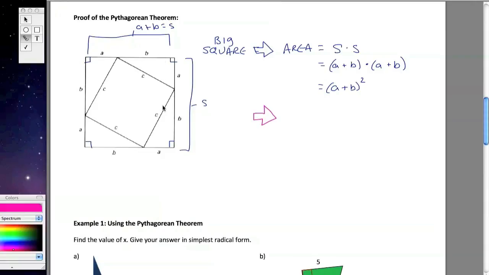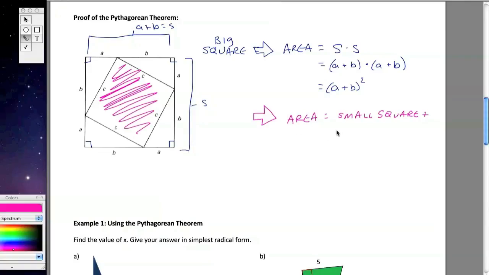That's the sum of the side times the side. But what if we broke this into elements? It would also be equal to the small square, plus the area of the four right triangles. So all of that plus this, plus this, plus this, and plus this. Okay? So what would that look like? The area of the small square would be c squared plus, now, we need to know the area of a triangle.